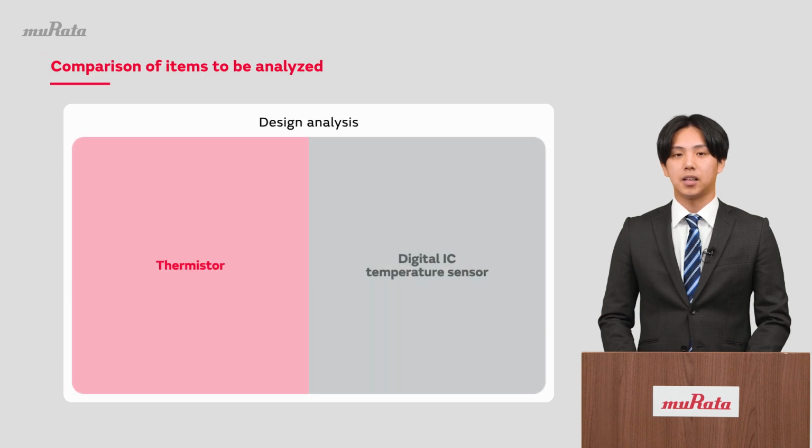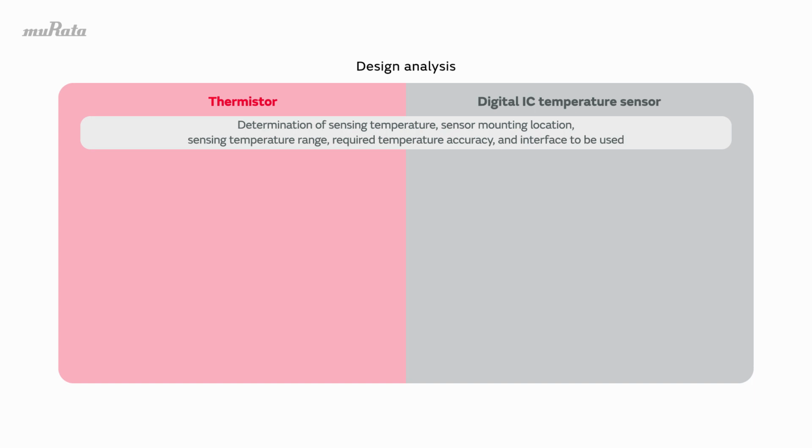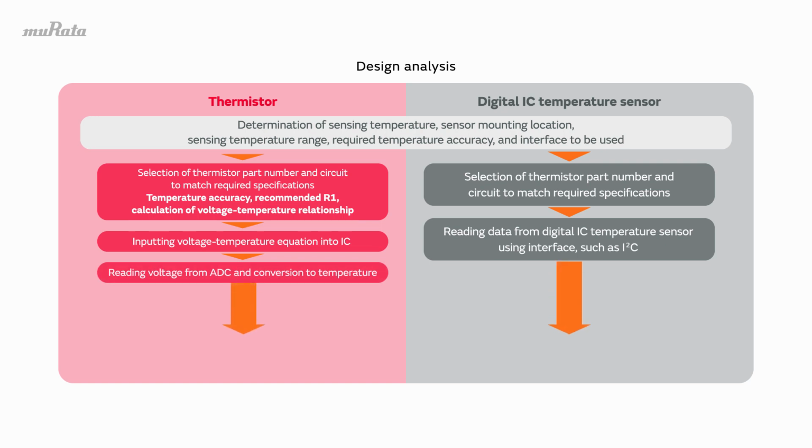Third, we will compare the design examination process. When it comes to determining factors such as what is the temperature we would like to sense, where should the temperature sensor be placed, what are the temperature limits, what level of temperature accuracy is necessary, and what temperature sensor interface will we use, there is no difference between thermistors and digital IC temperature sensors. Nevertheless, the difference becomes apparent when it comes to component selection.